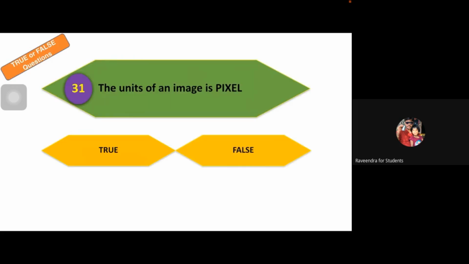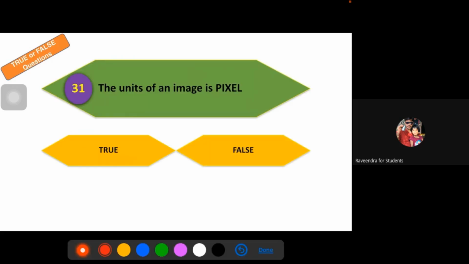Then coming to true or false, the first one is: the unit of an image is pixel. Is it true or false? Pixel is called the unit of an image. True or false? Yes, it is true.